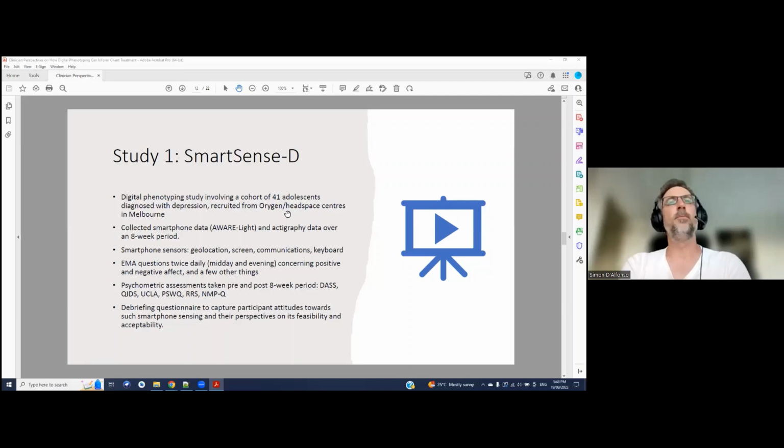And we also took some psychometric assessments, self-report measures that were taken pre and post the 8-week period. Some of these measures are DASS, a depression, anxiety, and stress scale. QIDS is a more specific depression scale. UCLA measures loneliness. PSWQ measures worry. RRS measures rumination. And this one, NMPQ, is a bit different.